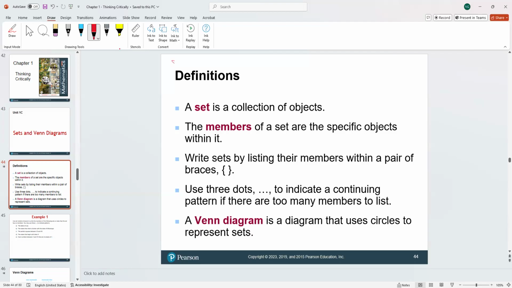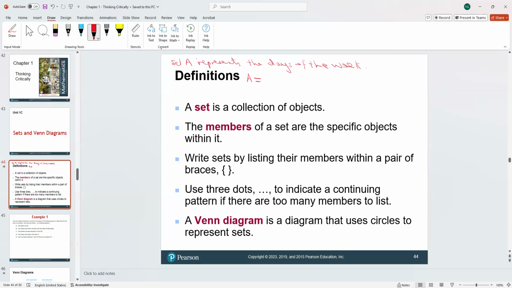For example, set A represents the days of the week. What is A? First of all, we use a capital letter for the set, never a lowercase letter. So capital A represents a set.